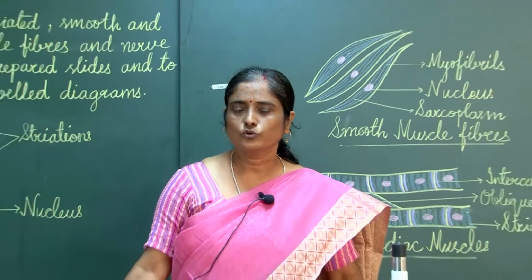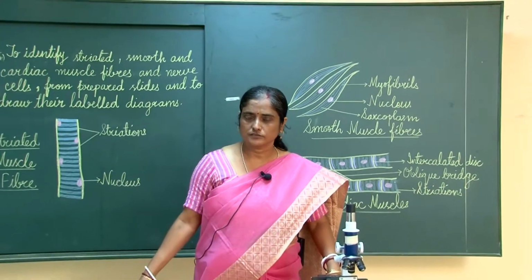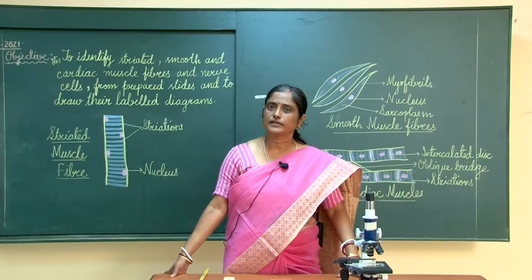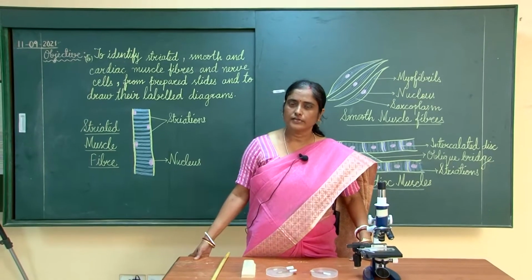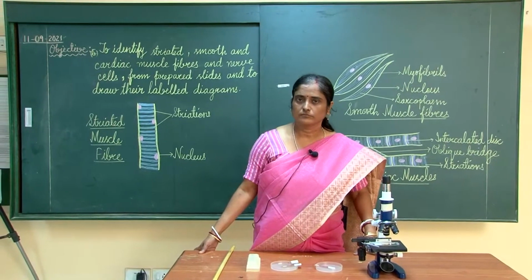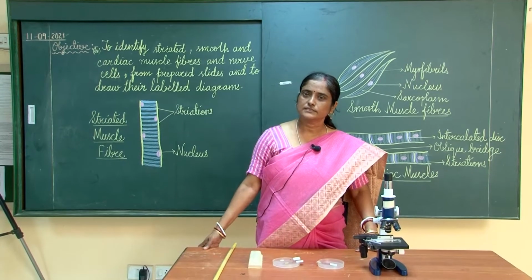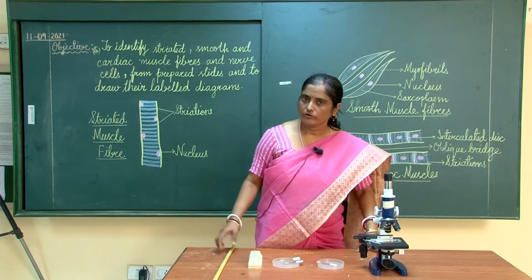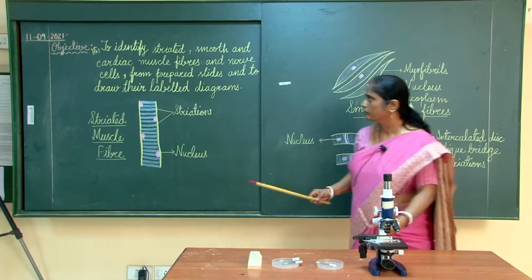They are also called as voluntary muscles because these muscles are attached to the limbs, that is the skeletal system. They are also called as skeletal muscles, right. Now, let us proceed to the next one.